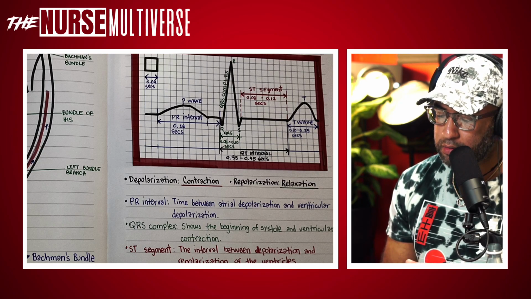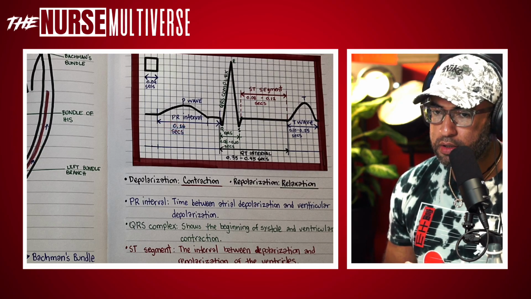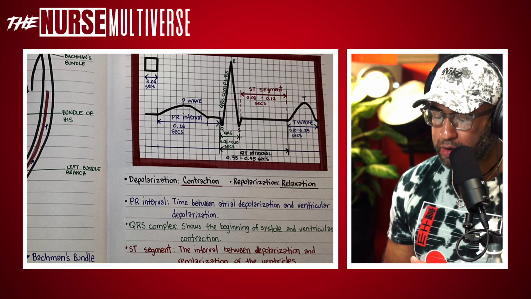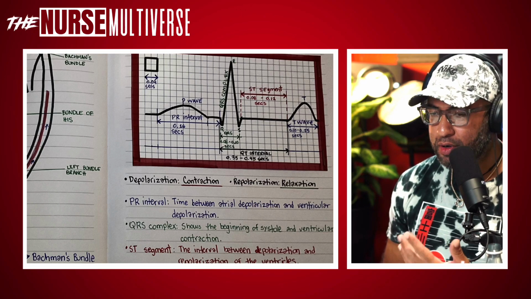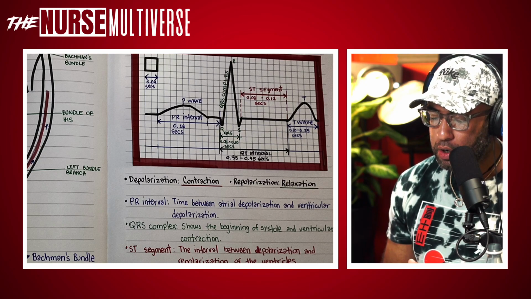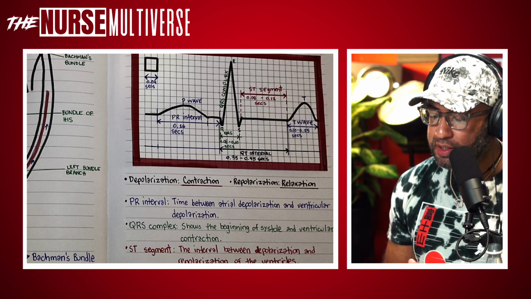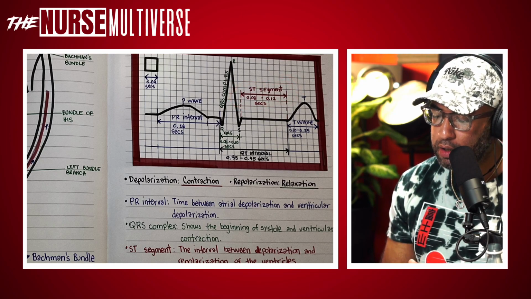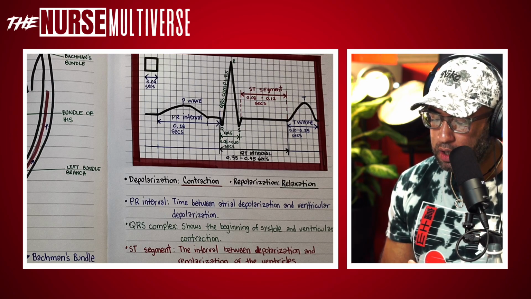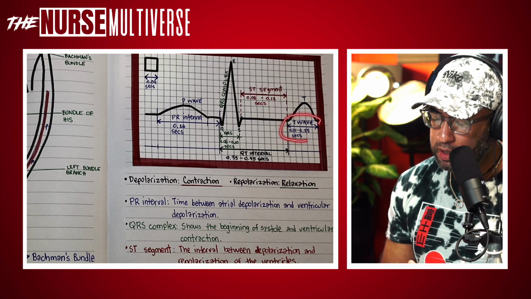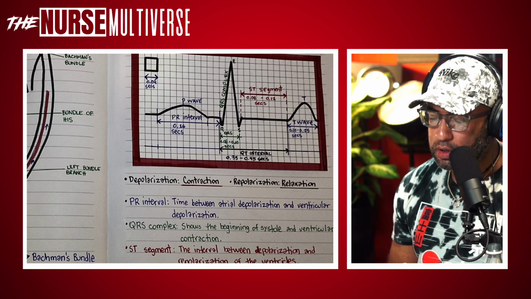So the PR interval is supposed to be 0.16 seconds, or sorry, 0.16 seconds, or 160 milliseconds. The QRS is supposed to be between 0.08 and 0.10 seconds. The ST segment is between 0.08 and 0.12 seconds. The QT interval is between 0.35 and 0.45 seconds. And finally, the T wave is 0.10 to 0.25 seconds.